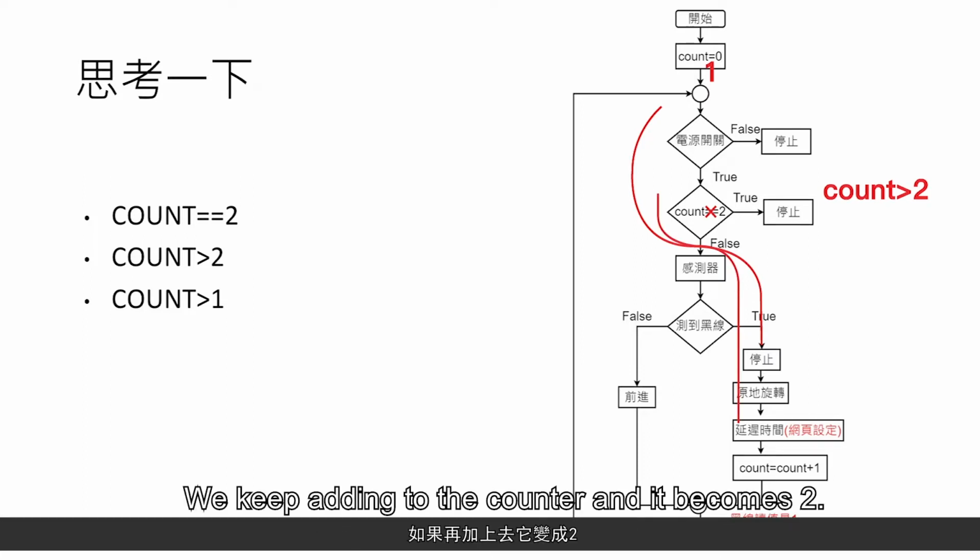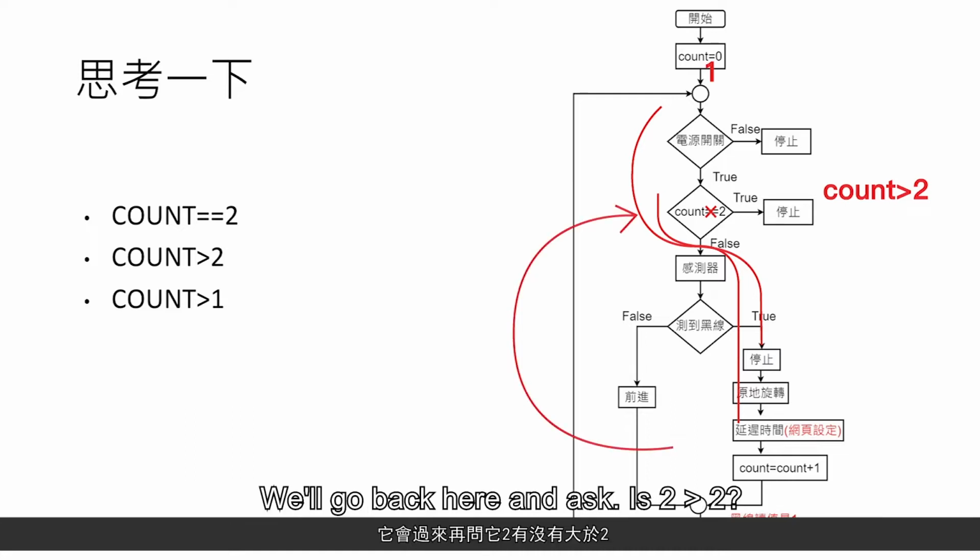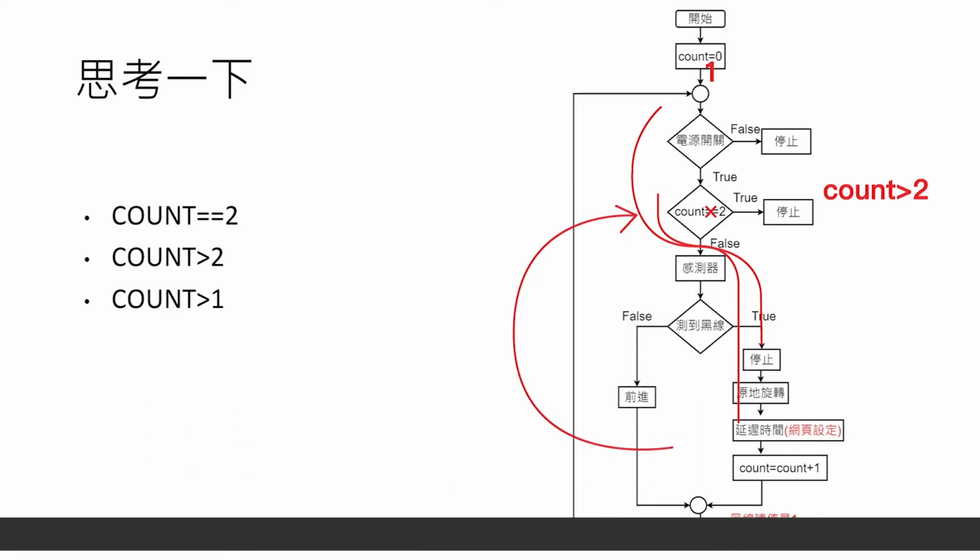We keep adding to the counter and it becomes 2. We'll go back here and ask, is 2 greater than 2? It's not, so it's false. And it will perform a third run. It moves down and the counter will be added up to 3. Is 3 greater than 2? Yes, it is. So it will execute a total of 3 times. We will try the next one.